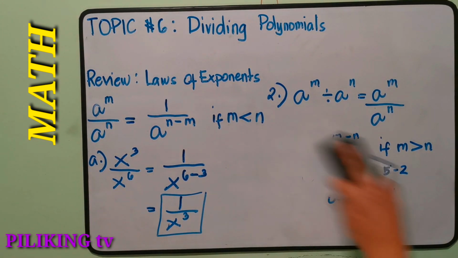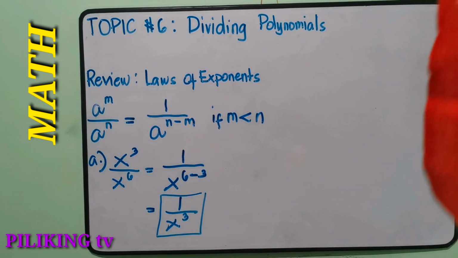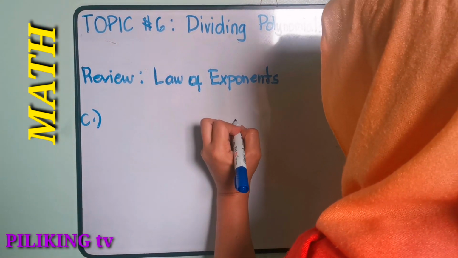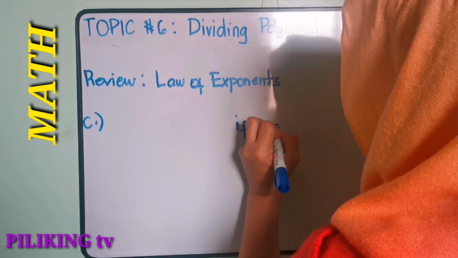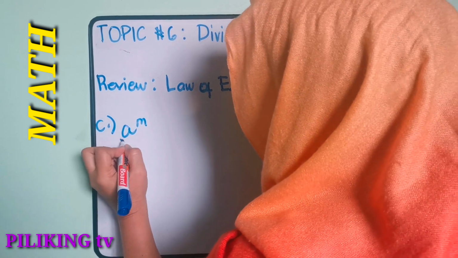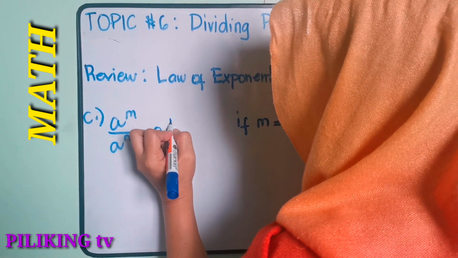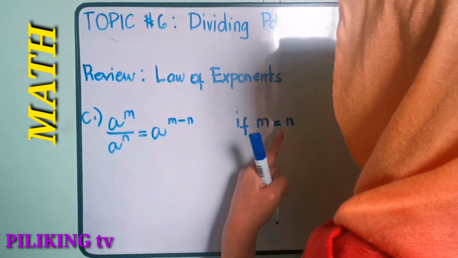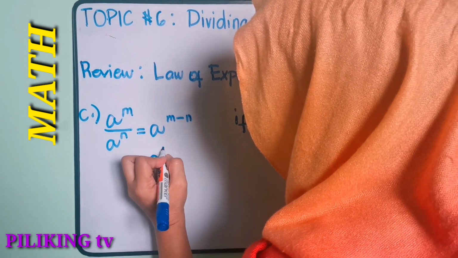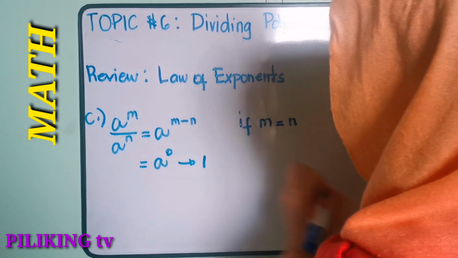Okay, so another case in the law of exponents for quotient. On example letter C, if m is equal to n, how will you solve a raised to m over a raised to n? So that is equal to a raised to m minus n. Since m is equal to n, therefore a becomes raised to 0. So a raised to 0 is defined as equal to 1.